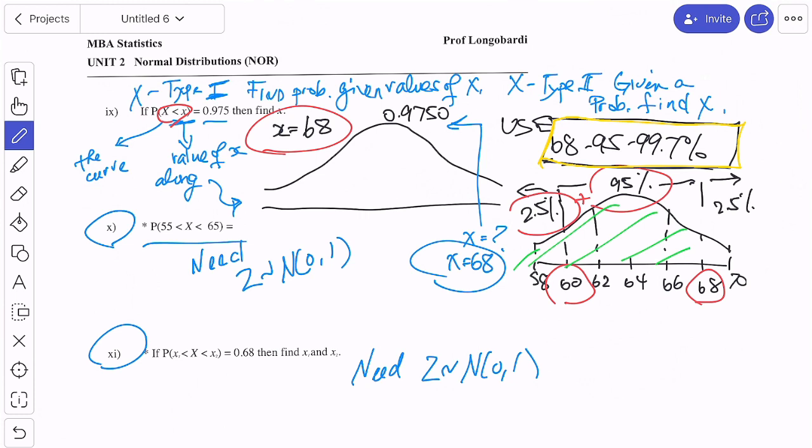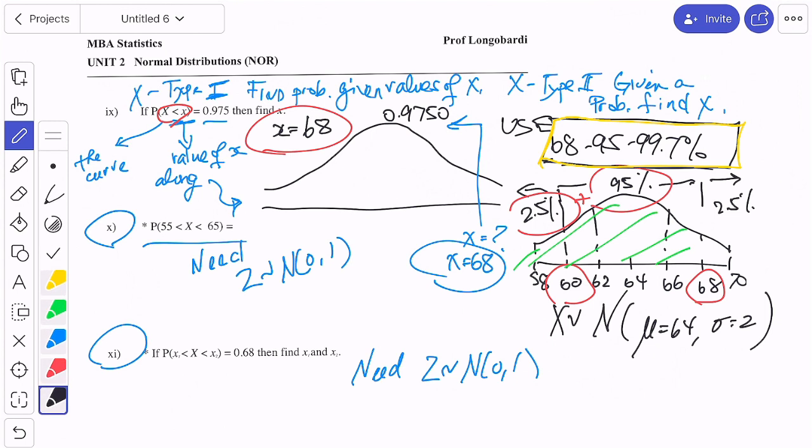The values on the bottom are coming from the fact that at the beginning of the question, X is given as a normal distribution with a mean of 64 and a standard deviation of 2. That's how I'm drawing that. Because I'm told it's normal, I know that this rule applies.